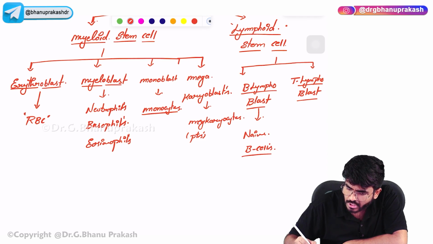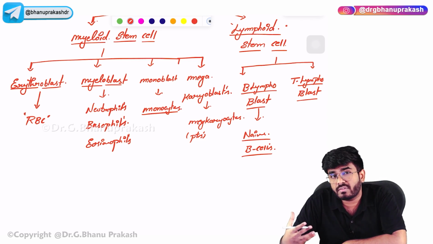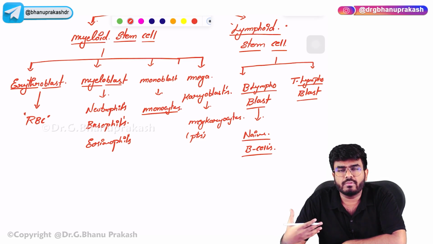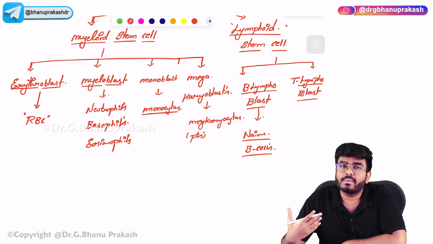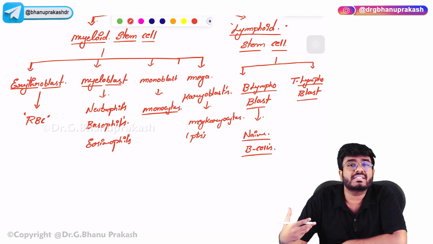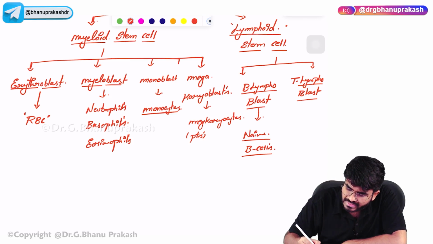Naive B cells are not yet educated; they don't have proper education. The education happens in the spleen, in the thymus, you know it. The naive B cells will go into the spleen, the bone marrow, the thymus, where they get educated: how to produce antibodies, how to recognize the antigens, what is self and what is non-self, what is foreign. So these are naive B cells.